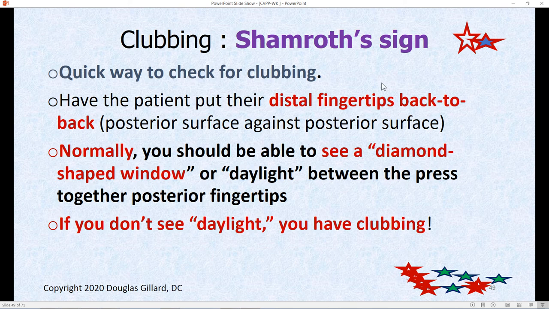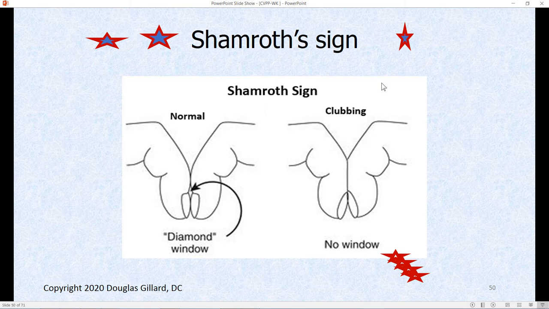Right? There is a way to tell. We can all do an experiment right now. So you can read about it, but let's just do it. So take your fingers, put them in this position, put your distal phalanges or distal phalanxes back to back like this. And I'm doing mine right now looking against my computer screen. I have a nice little diamond-shaped window right above the nails here. You should have that. If you don't have a diamond window, you got clubbing going on. Right? There should be a diamond window.